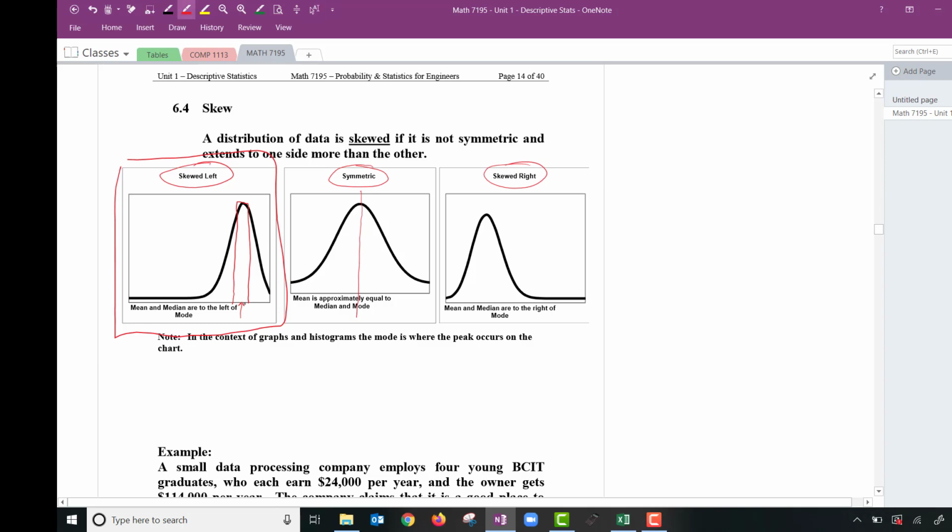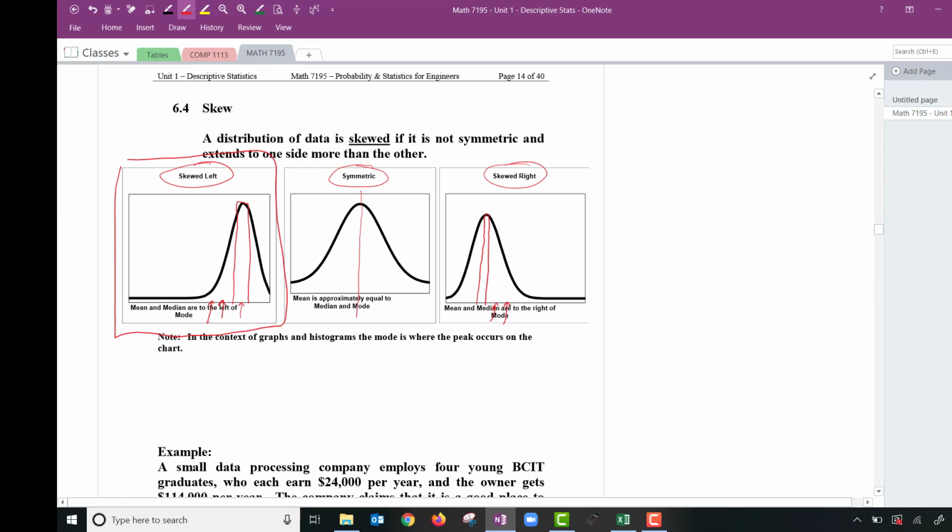In this situation, the mean and the median would likely appear to the left of that mode, because you'd have values below that are bringing down, particularly the mean. When you have something that's symmetric, the mean, median, and mode tend to be roughly the same. When you have something that's skewed to the right, you have your mode at the peak, and then your median and mean tend to be to the right of it.